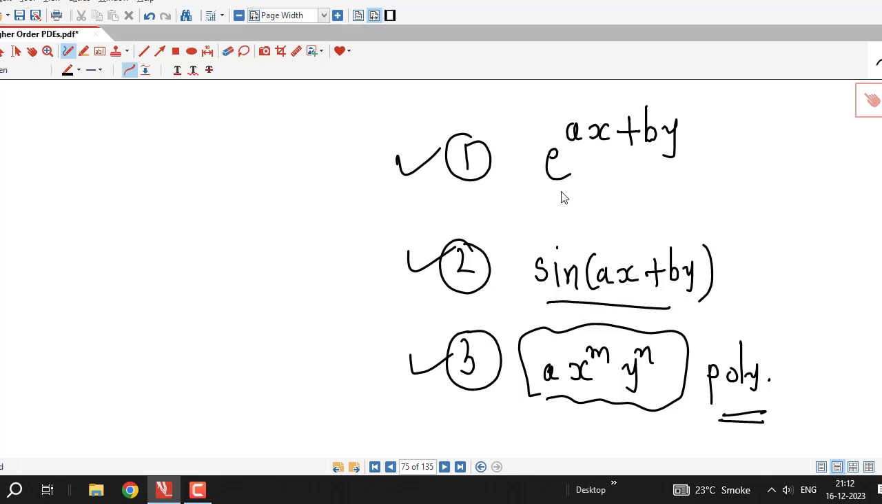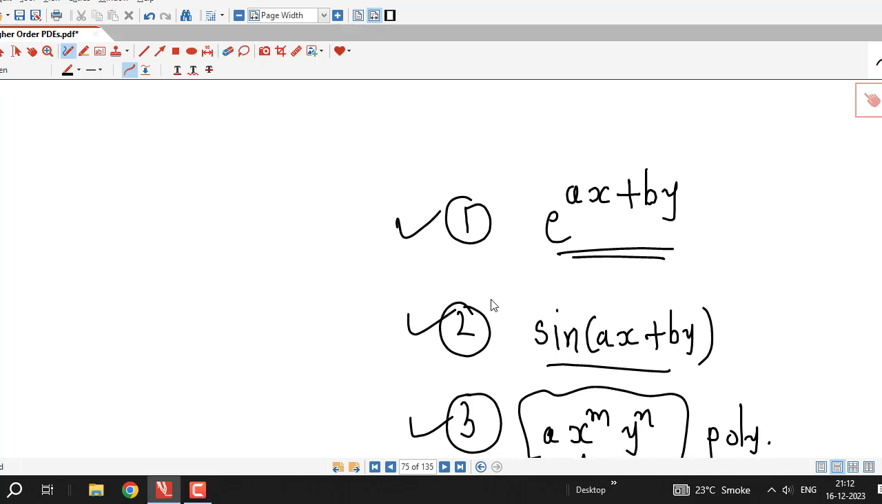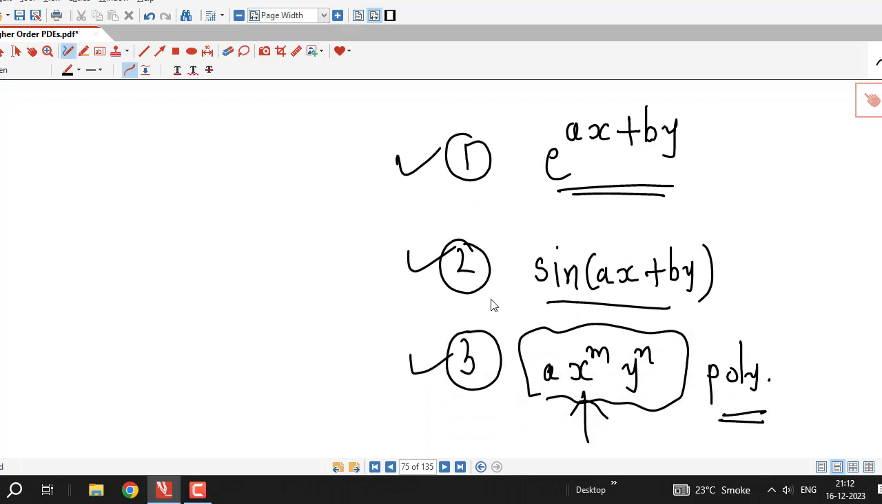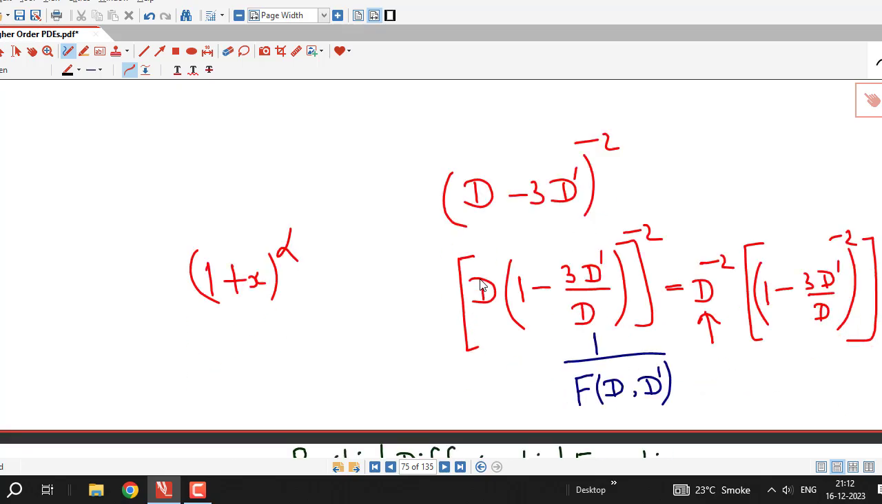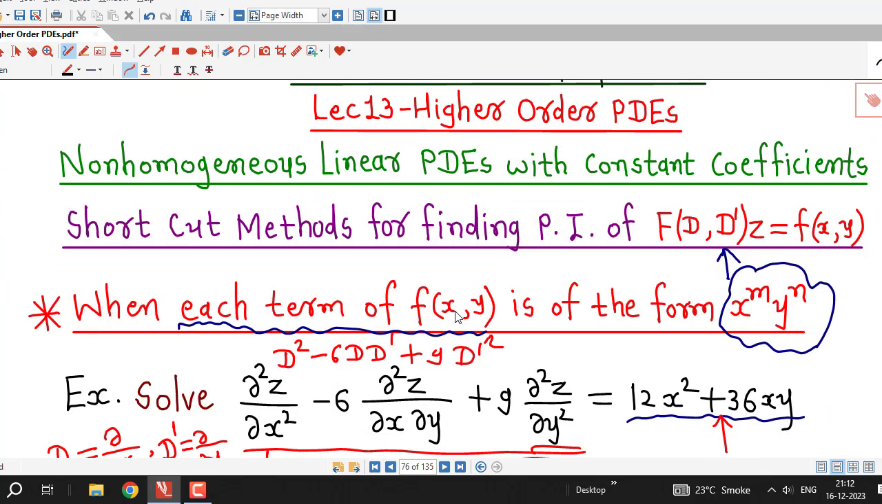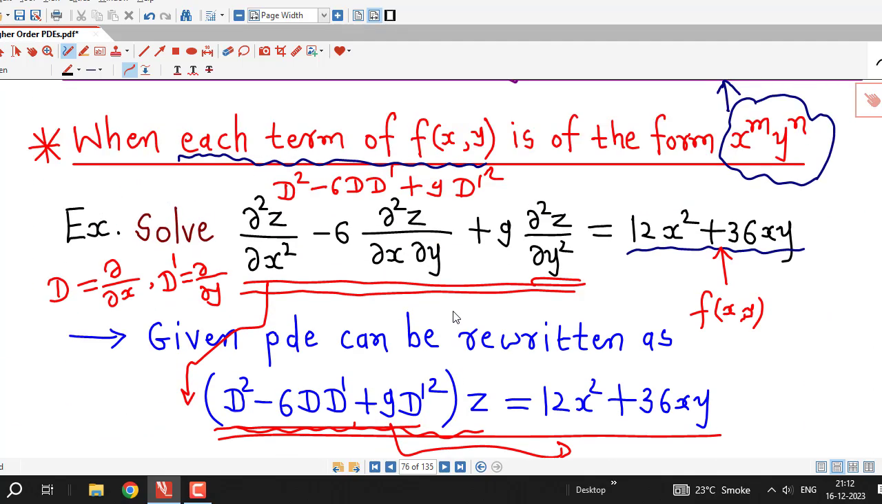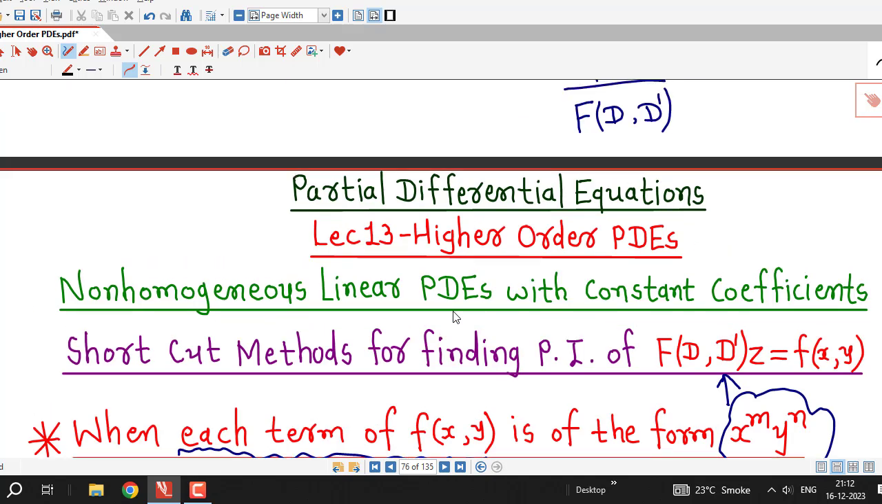So you must be aware of those 3 different methods, and for functions other than these we are not able to apply shortcut methods. So in that case we have to go for another method that we are going to discuss from the next lecture. So this is all about this session.